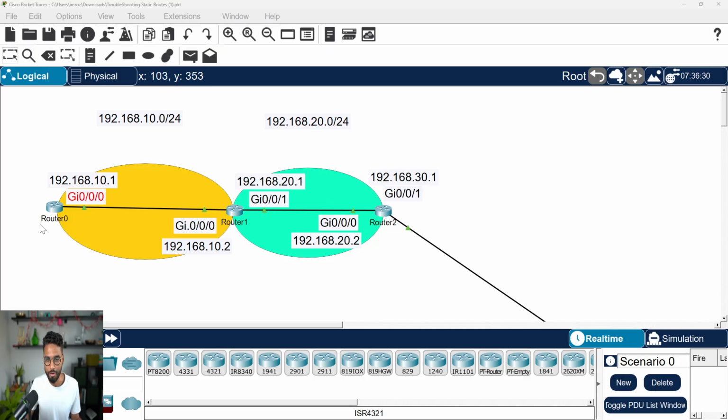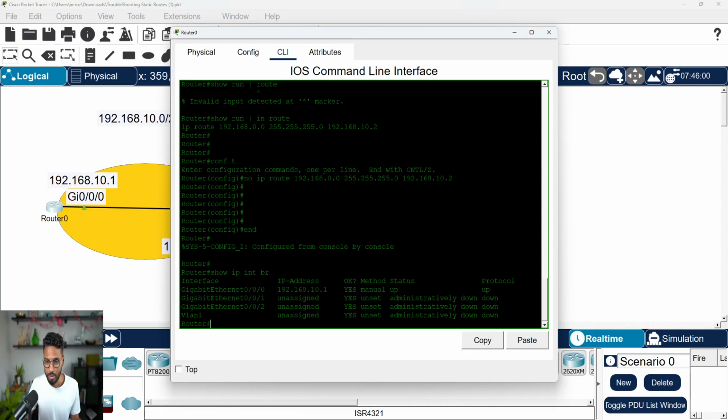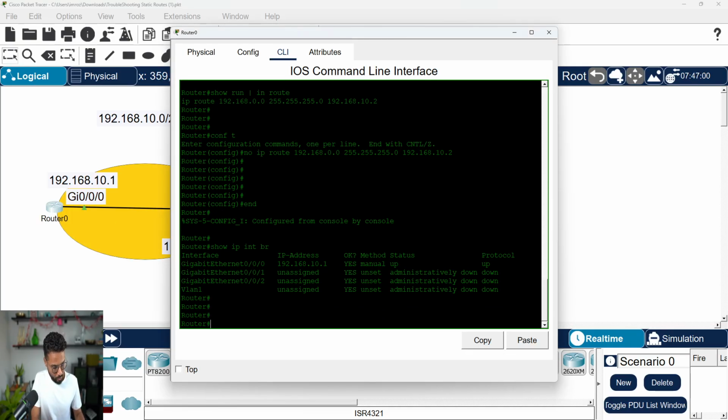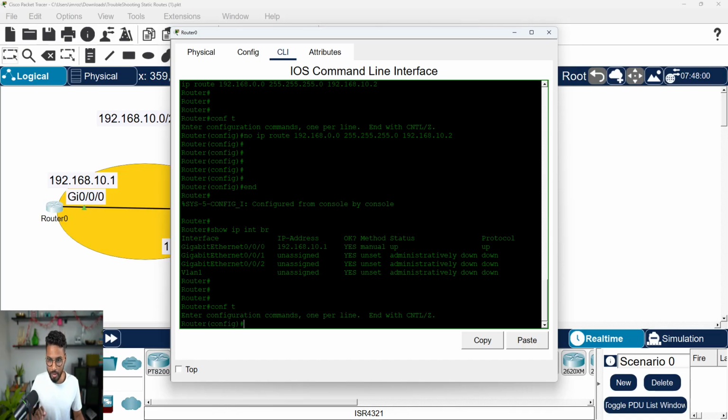So the command for assigning a static IP route is IP route followed by the network address and its subnet mask and the first hop it needs to take. We'll start from router 0. For that we've got to go into configure terminal.